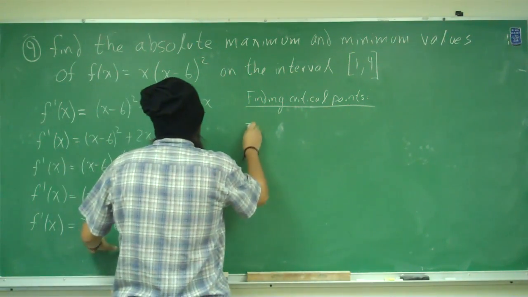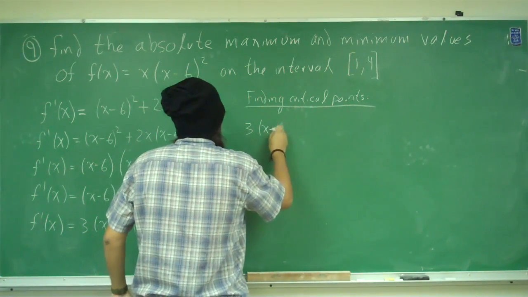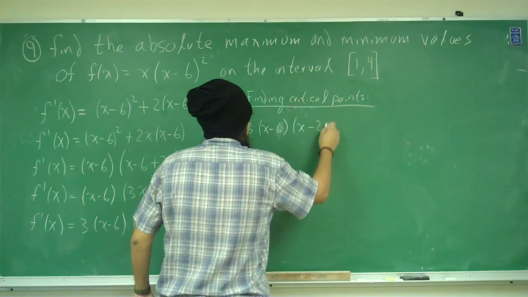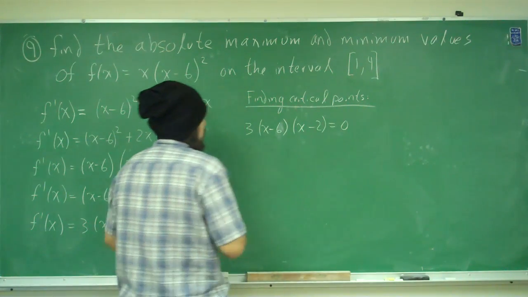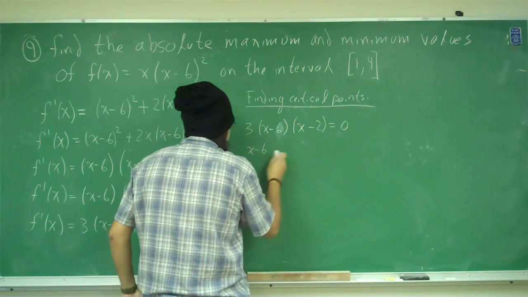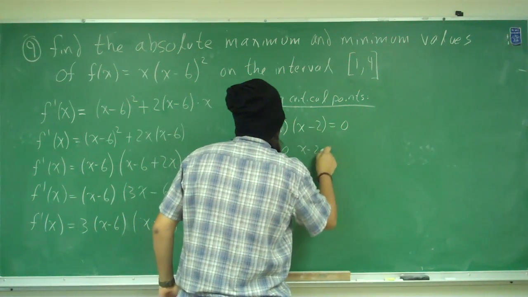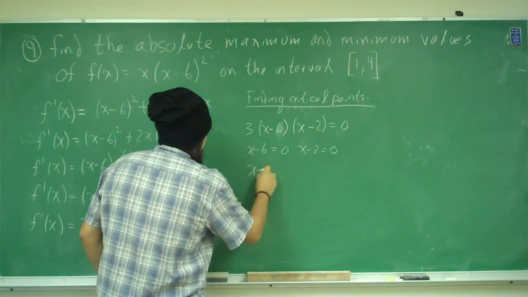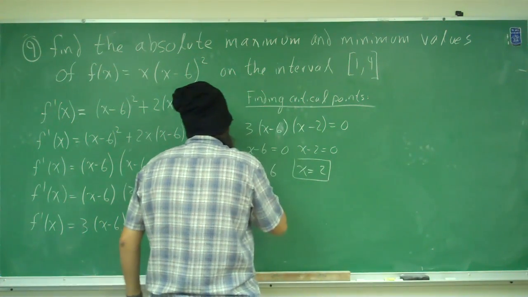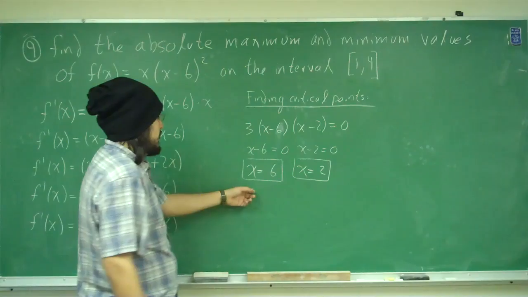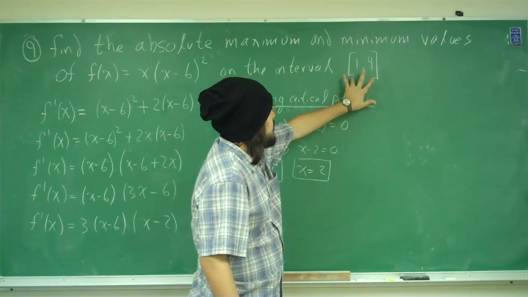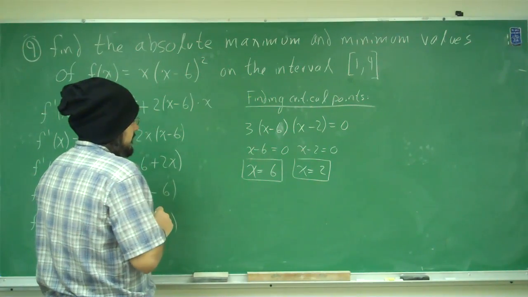So, let's go ahead and equate this whole thing to 0. If we equate that to 0, the 3 is gone. We're left with x minus 6 equals 0, and x minus 2 equals 0. Therefore, we're left with x equals 6, and x equals 2. Alright, so these are our two critical points. Plus, we have 1 and 4 as our critical points as well, because those are our endpoints, and they're included.